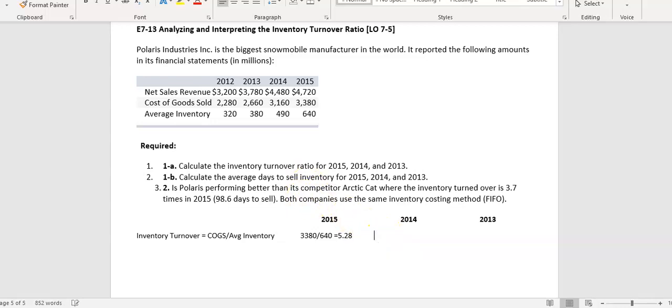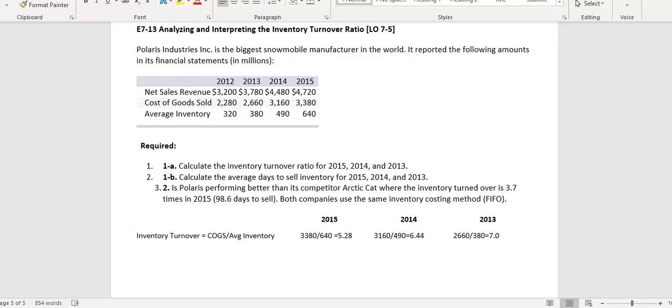Let's do 2014. There we've got 3,160 divided by 490. And our answer there would be 6.44. Rounded, it would be 6.4. In 2013, 2,660 divided by 380. And our answer there would be 7.0.